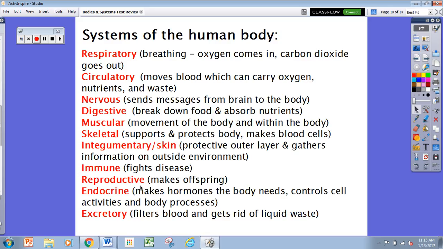Your integumentary or skin system provides a protective outer layer that protects your body from the environment, from bacteria. And it also is a big part in gathering information on the outside environment. Is it hot? Is it cold? Are you touching something sharp?